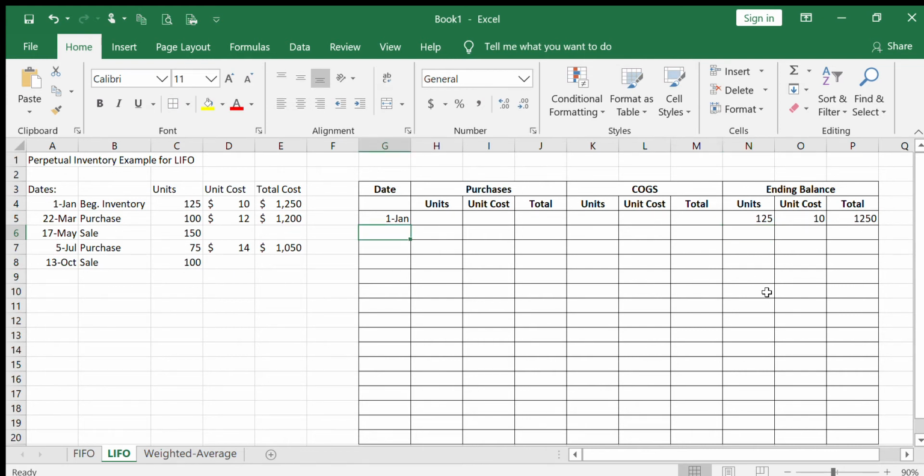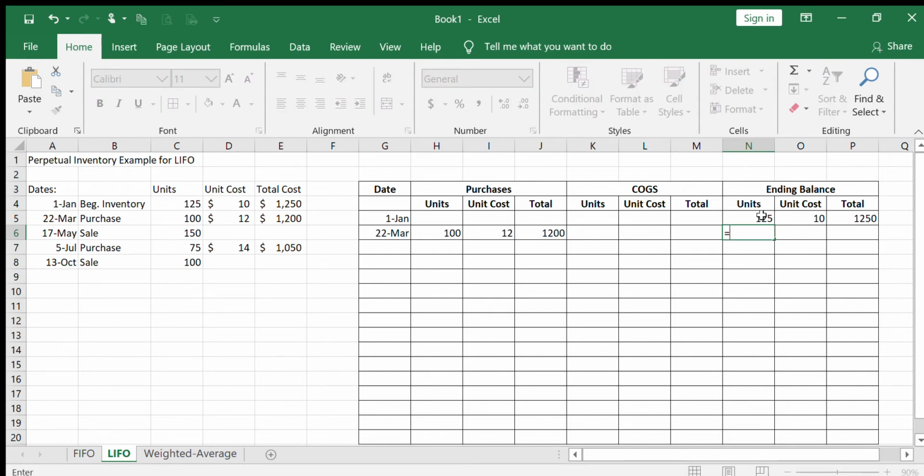The next thing we have to do is log a purchase on March 22nd. We have 100 units at $12 per unit, so the price has gone up. We will multiply the two to determine our total cost. That is $1,200. With this ending balance, we're going to summarize all the different kinds of units we have.